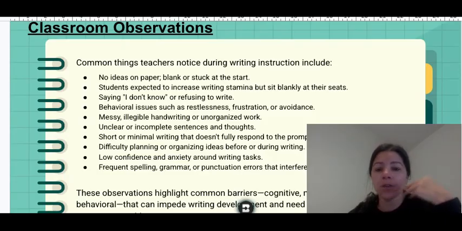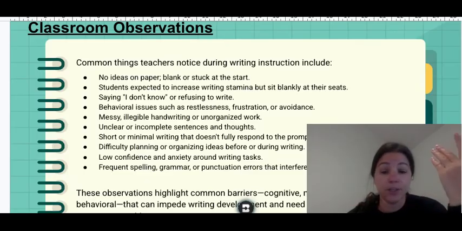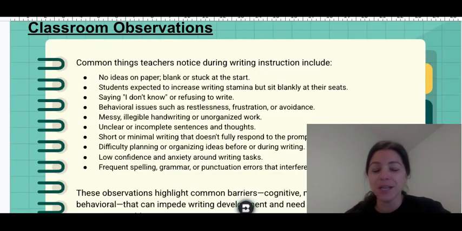So these are pretty common things that happen during a writing block. I just put down a list here of what you may see in your classroom. And if you don't see that, well, that's pretty impressive. Share your ideas with us. But it's not uncommon to see these things. And so these observations highlight common barriers.